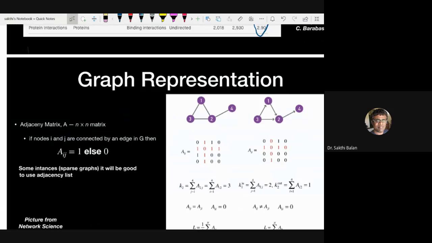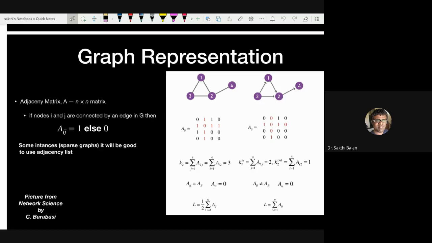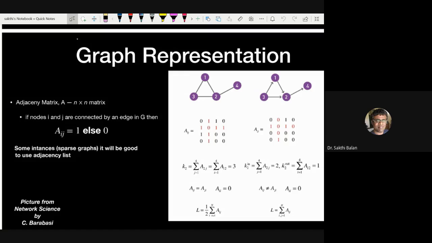Right. So how will you represent a graph? That's called graph representation. There are exactly two popular ways of representing it. One is called the adjacency matrix, which is an n cross n matrix.